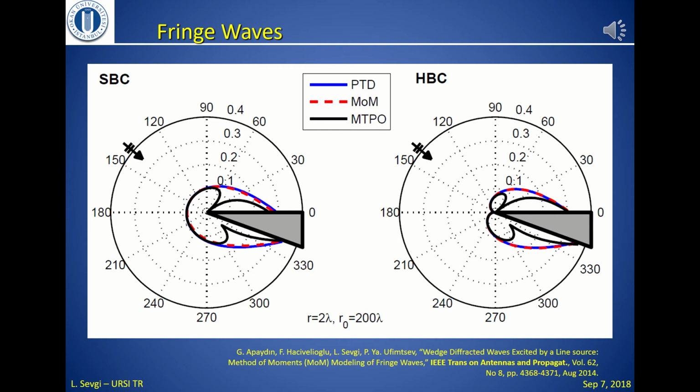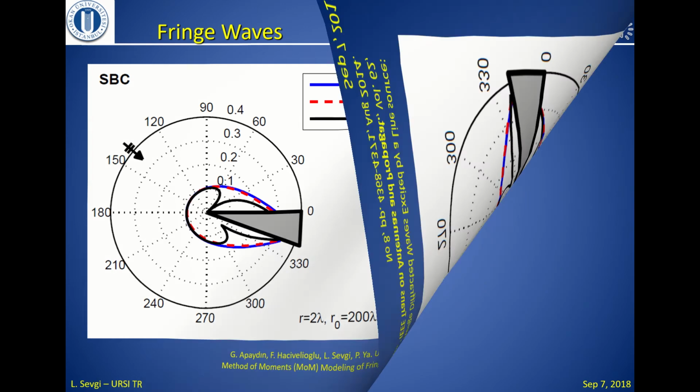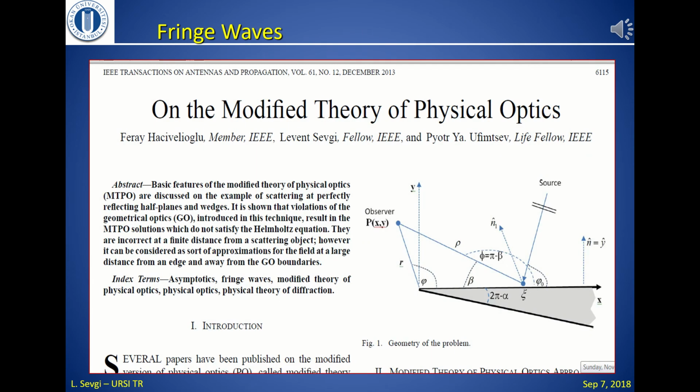MTPO, the modified theory of physical optics results, is given by the black curve, which fails to account for the fringe waves. If you are interested in the diffraction theory and wonder about the deficits of the modified theory of physical optics, then please get our IEEE Antennas and Propagation paper published in December 2013.